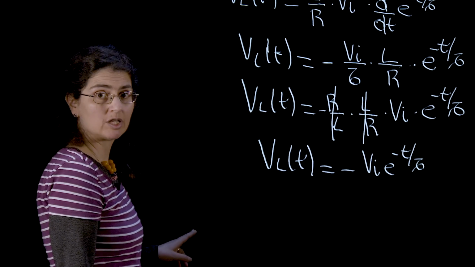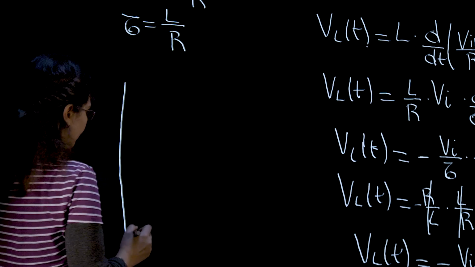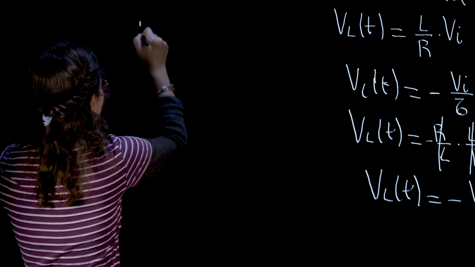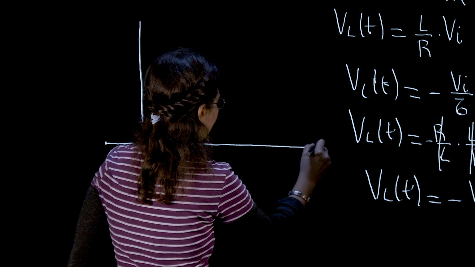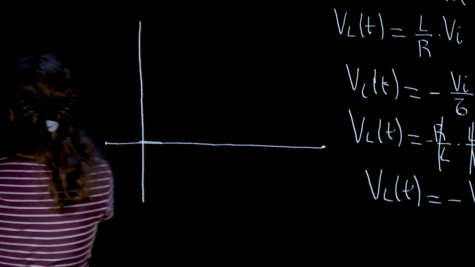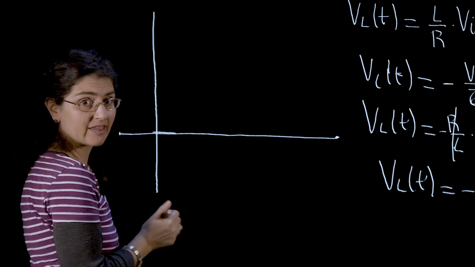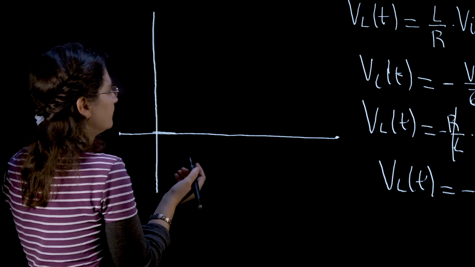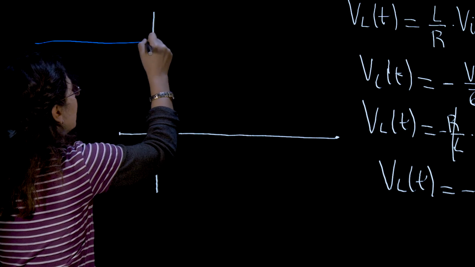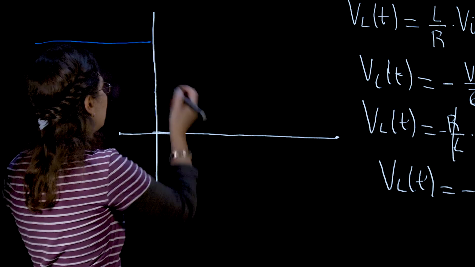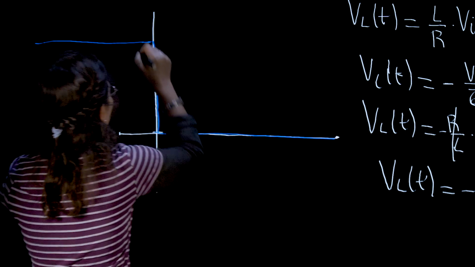So how does this look when we look at it in a time domain graph? Because we already know the charging behavior, I'm going to put both of them here now. No, I'm going to start first with the discharging behavior. So our input voltage would have been on for a very long time beforehand, and then at t equals 0, we switch our source off. So my input voltage looks like this.